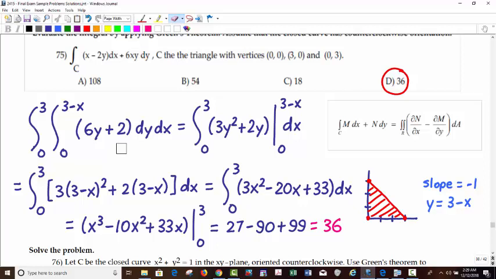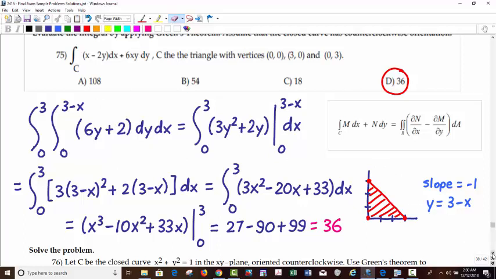And so we'll just work this out. First antiderivative, with respect to y, would make this 3y squared plus 2y. We evaluate this from 3 minus x to 0. Oh, because the region, yeah, let me explain that.